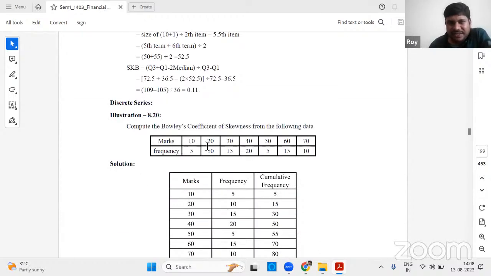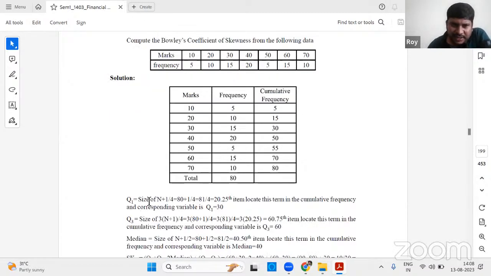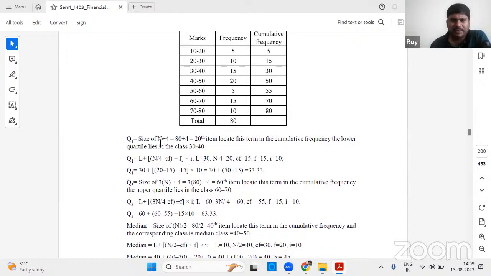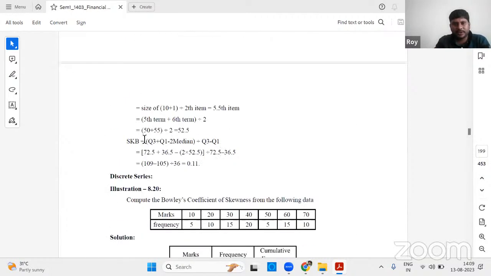And if the series is different, discrete is given again, frequency, from that size of n plus 1 by fourth item, you will get it. Say finding the quartile, I think you learned in the 6th or 7th unit. Once you go back, is it easy to find out that? For continuous series, how to do that also, they have given the same thing. Q1, Q3, you need to find out. Based on that, you need to put that in this particular formula. You need to learn by heart this Q3 plus Q1 minus 2 into median divided by Q3 minus Q1. So simple.